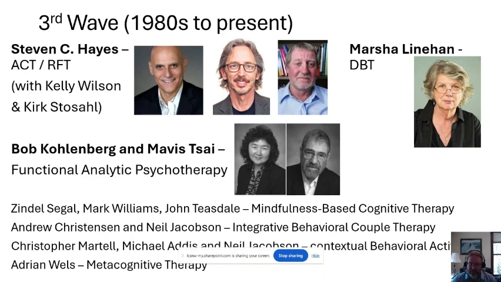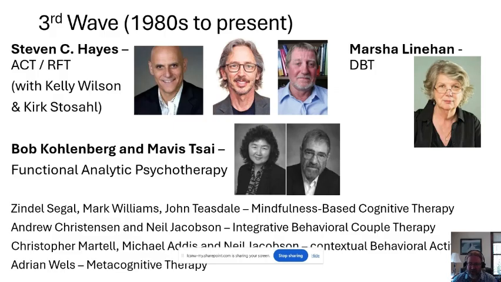So we've got a great cast of characters here. Since we are in Washington right now, I can't help but brag a little bit about how much of this has come from Washington. So with ACT, we have Steve Hayes out of Nevada, Reno. We have Kelly Wilson, who came from Gonzaga before he went to Reno. We have Kirk Strosahl, who was at University of Washington and did work with Chiles on suicide, did work with Marsha Linehan on DBT. We have Marsha Linehan herself at University of Washington with DBT.